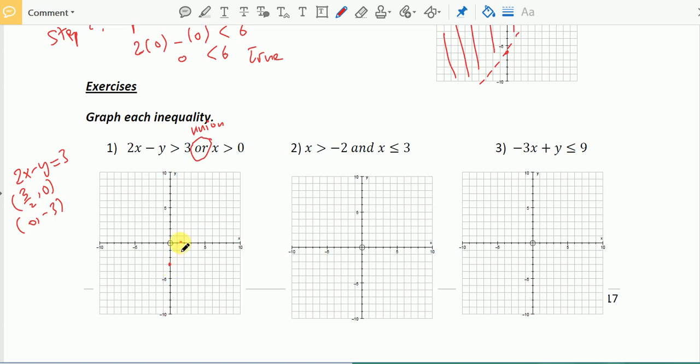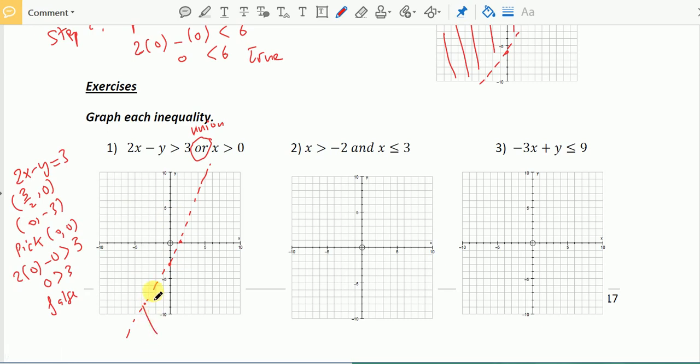And because this one does not contain the equal sign, again this is a dashed line. Now I can also pick (0, 0) for the test point. Wait, hold on. 2 times 0 minus 0 for y. Is 0 less than 3? No, sorry, 0 is less than 3, so this is true. Hmm, that means this region is the solution, so I shade this one, the region that contains the test point.